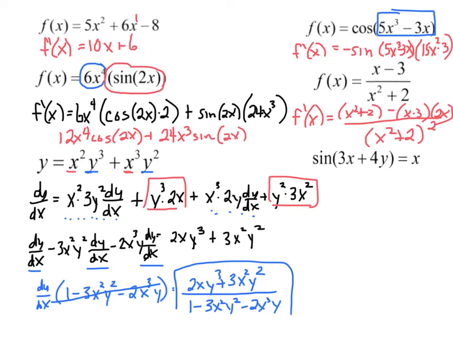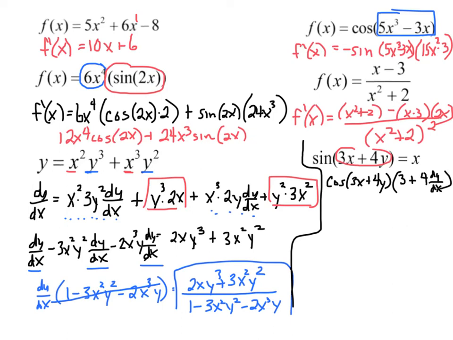Next, you'll see this one is going to obviously take some chain rule, because we've got this function being placed inside the sine function. So derivative of sine is cosine. Leave the inside alone. Then multiply by the derivative of the inside. Well, the derivative of 3x is 3. The derivative of 4y is 4 dy dx. I've run out of room here, but let's just think about here. The derivative of x is 1, so this will be equal to 1.